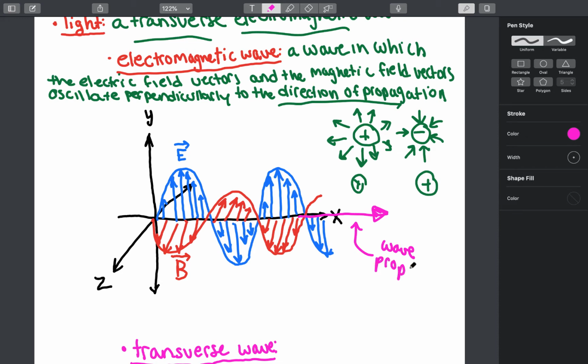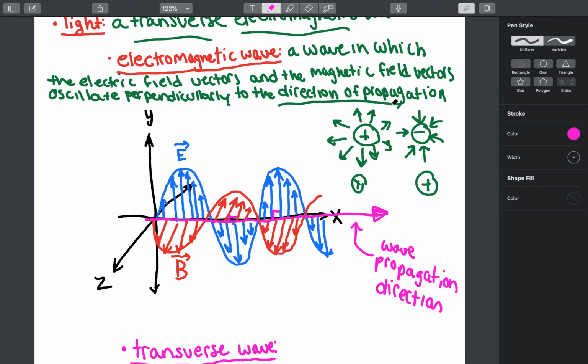So this is the wave propagation direction. And if you look at the magnetic field vectors and the electric field vectors, you'll see, so I'll sort of extend this all the way here, that they both form 90-degree angles with the wave propagation direction. So that's why we say they oscillate perpendicularly to the direction of propagation. So that is sort of what those terms mean.